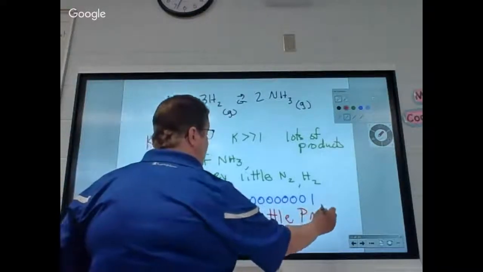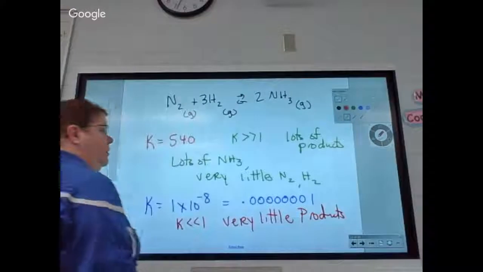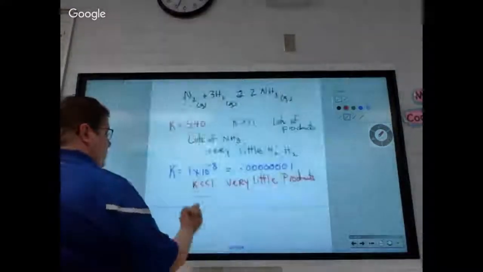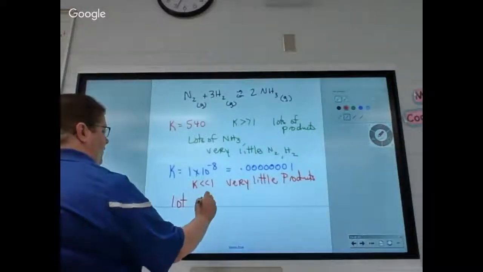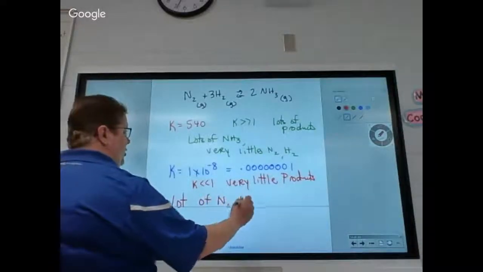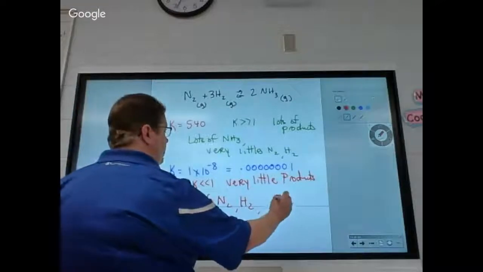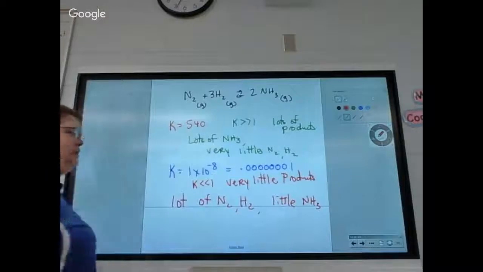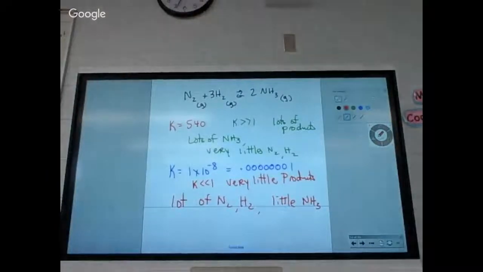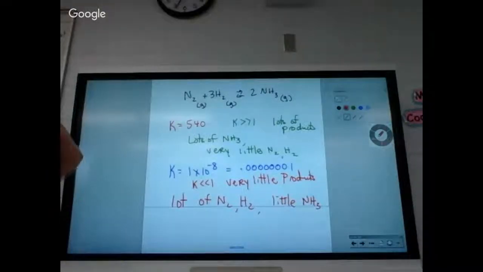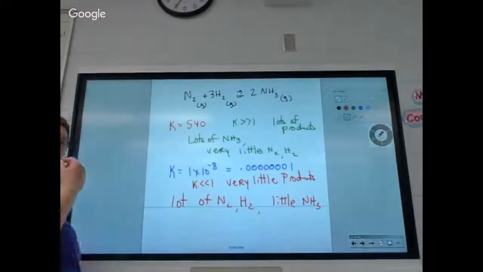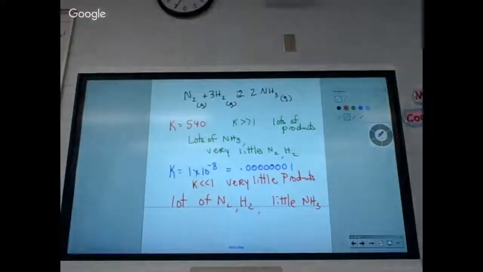All right, and so Samaria was telling us what we had a lot of. We have a lot of what? Okay, so we have a lot of N2 and H2 and little NH3. But it's based on the size of the number. So since this number is so small... No, I'm talking about how we determine which one is the product.